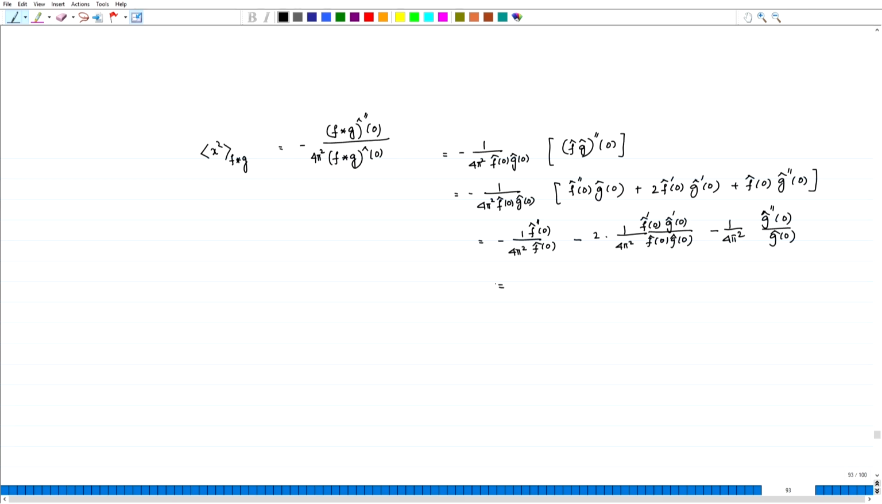Now, this is nothing but the mean square x square of f minus, and this is 2 pi i, because what we know is that x of f is equal to minus 1 by 2 pi i f hat prime at 0 by f hat of 0. If we do that, what we get is that this is x square of f, and this is x of g and this is x square of g.